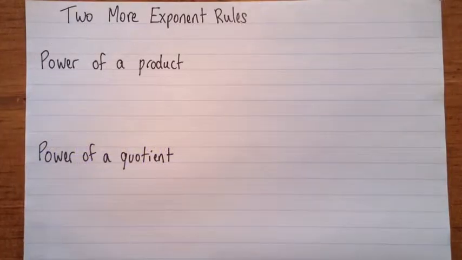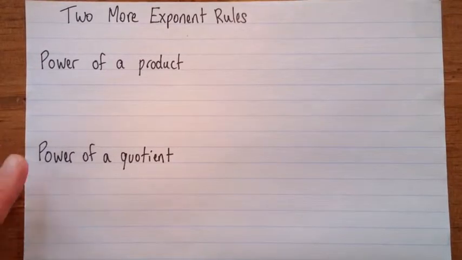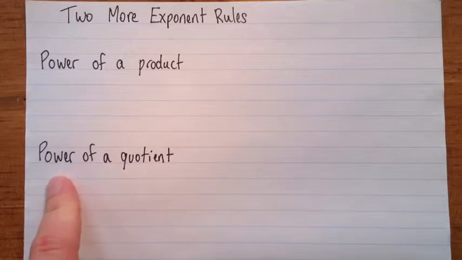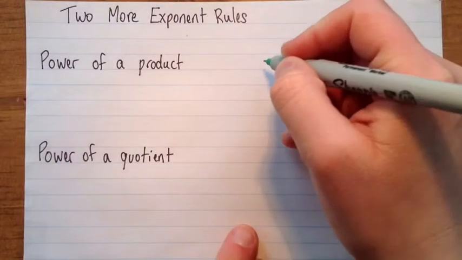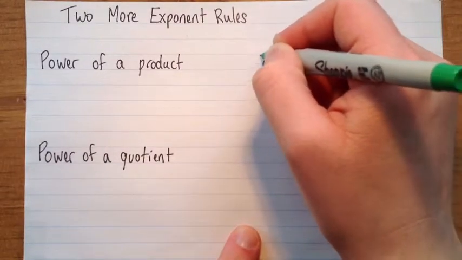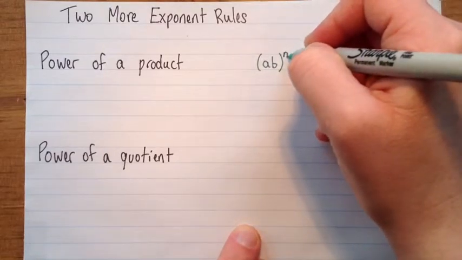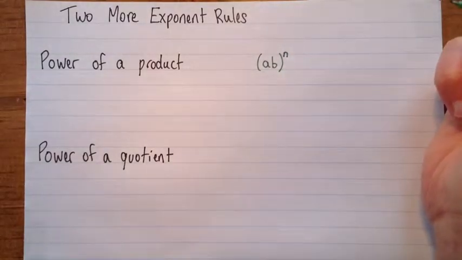So now I want to look at 2 more rules. The first is the power of a product rule, and then the second one is really similar. It's the power of a quotient. So what I mean by a power of a product is, suppose we were multiplying 2 things, like maybe a times b, and we were raising them to some power, like to the exponent of n.